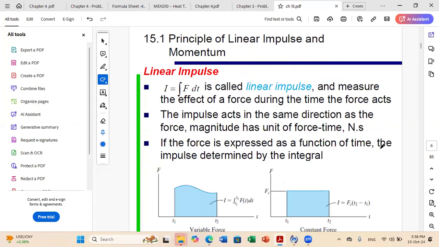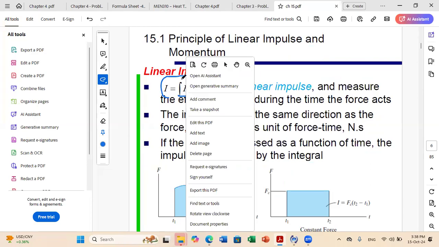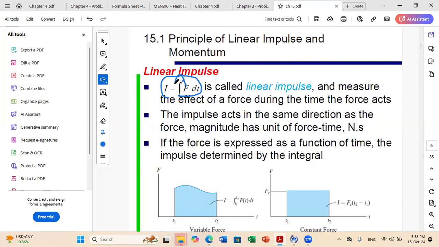So now, as usual, the integration is needed if F is variable with time. To evaluate the linear impulse, you need to integrate F with time. But in case F is constant, you can take it outside of the integral, and then the impulse will be F times delta t.